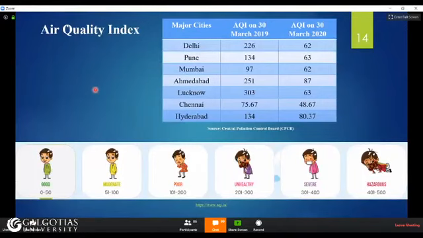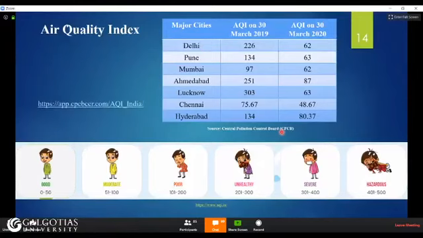The entire sky is completely covered by fog, or smog I would rather say, because of the smoke generated due to pollution. But now you can see the drastic change here, from 226 to 62. As I said, the Delhi government has tried a lot of ways, like the even-odd rule and a lot of pollution measures. And sometimes it also crossed 300, which is a severe threat to an individual human being.